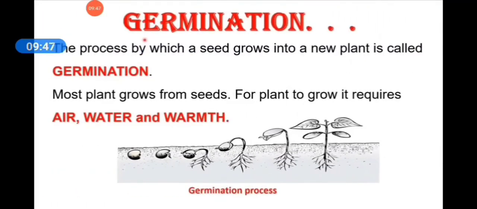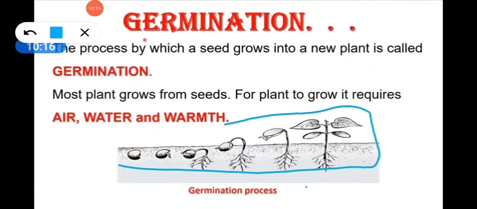Come to our next topic. It is germination. The process by which a seed grows into a new plant is called germination. Most plants grow from seeds. For a plant to grow, it requires air, water and appropriate warmth. Look at the picture. This is the process of germination. From a seed, a baby plant comes out. This process is called germination.